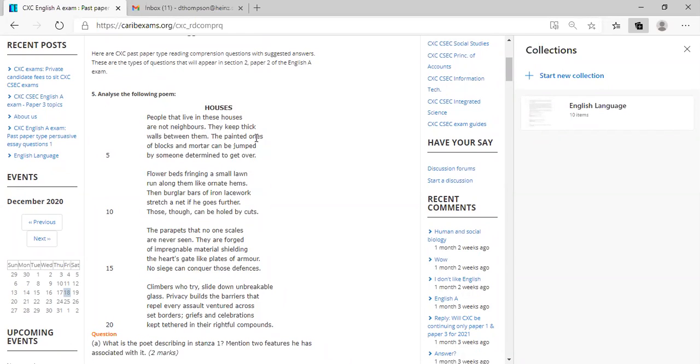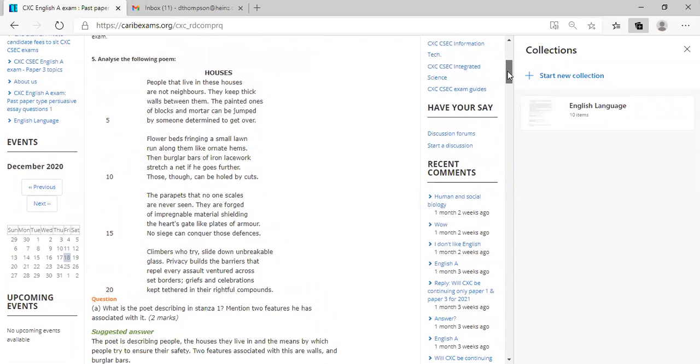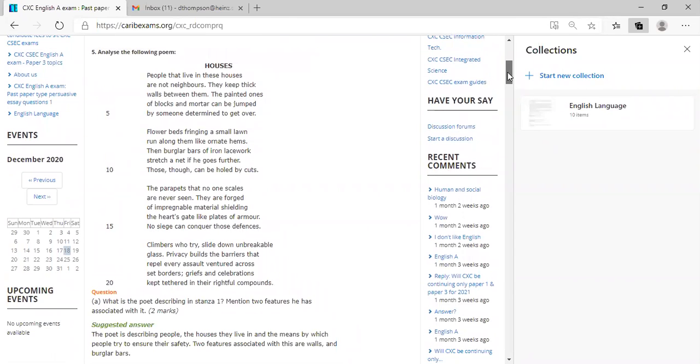People that live in these houses are not neighbors. They keep thick walls between them. The painted ones of blocks and mortar can be jumped by someone determined to get over. Any device that is noticeable here? Remember, you're looking for a simile, a metaphor, personification, anything?